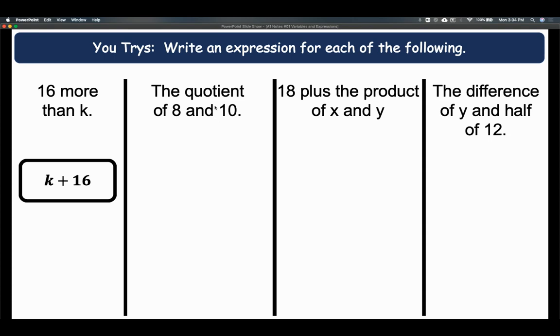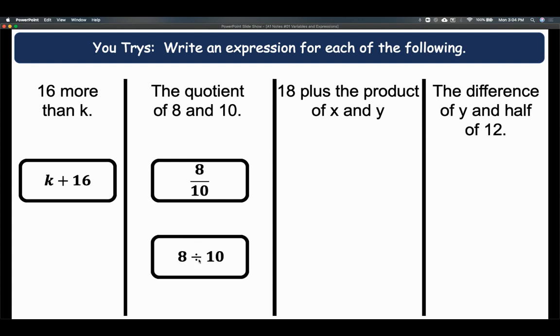There you go. Quotient of 8 and 10. So I know I got an 8 as one quantity, 10 as another quantity. Quotient means I'm going to be dividing those two. Just write it in the same order that I see it. I can either do 8 over 10. Another way to do it is 8 divided by 10 like that. These mean the same thing. I'd be giving you full points either way you wrote that. You don't have to write it both ways, but just know that both of those are okay.